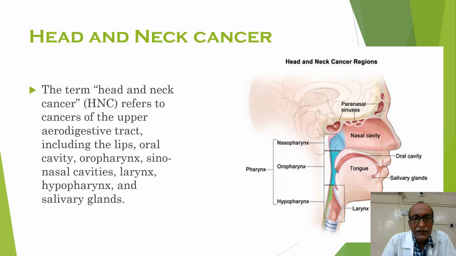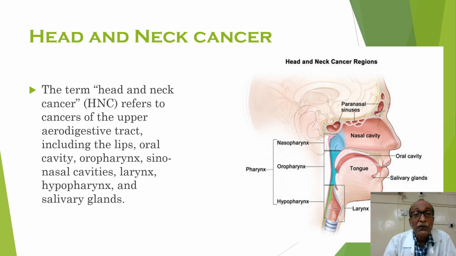Head and neck cancer, this term is a comprehensive term, denotes all the cancers arising from the upper aerodigestive tract. What is upper aerodigestive tract? It includes the lips, the oral cavity, oropharynx, the sinuses, the larynx, the hypopharynx, and the salivary glands.